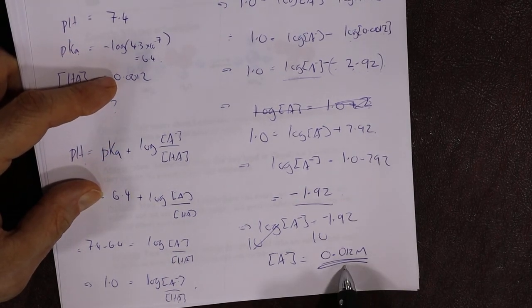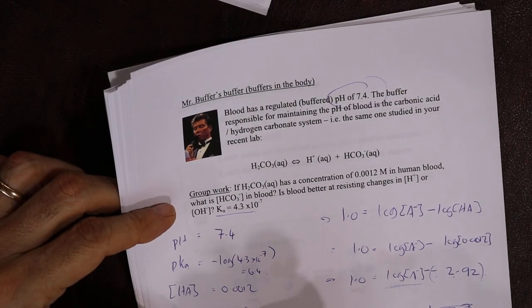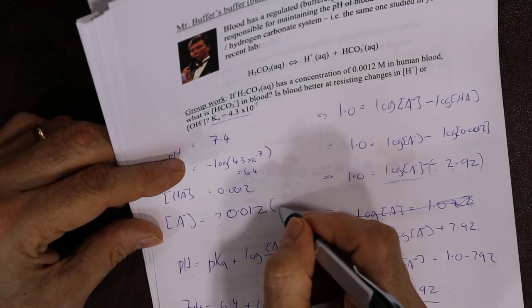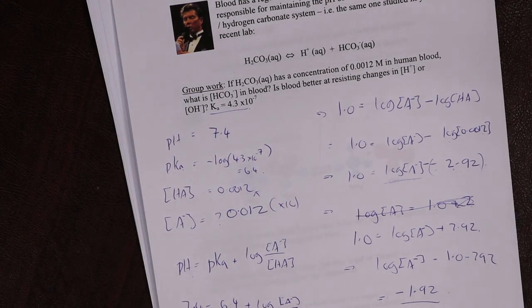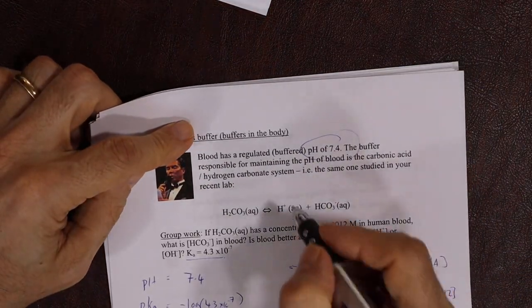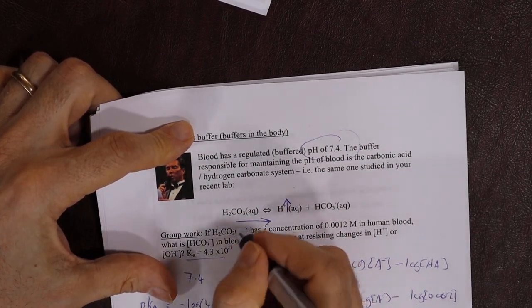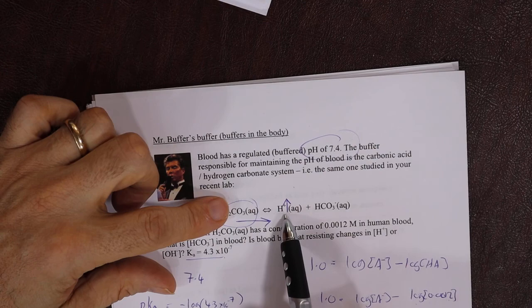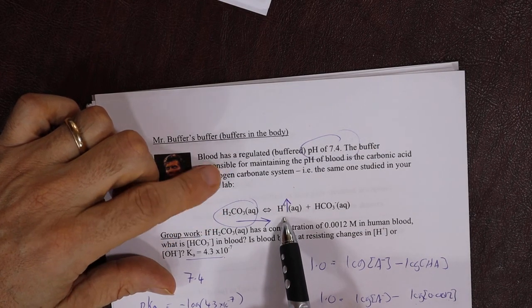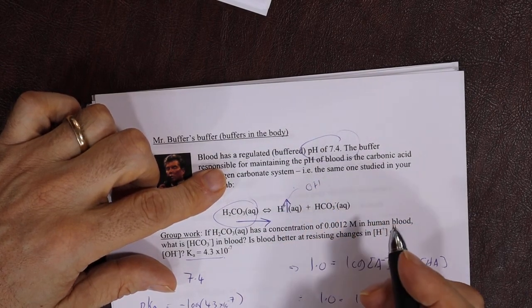The concentration of the conjugate base is 0.012. I'm going to write it over here, 0.012. So that's 10 times bigger than the concentration of the acid. Now, if you think about it, when you add acid to this equilibrium from an external source, it goes that way. So the more hydrogen carbonate in the tank, the better it is at resisting changes from adding H+, which makes total sense.